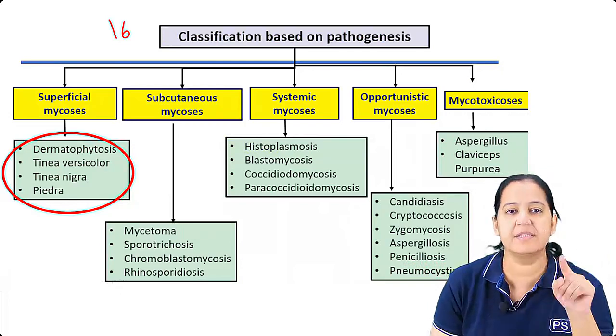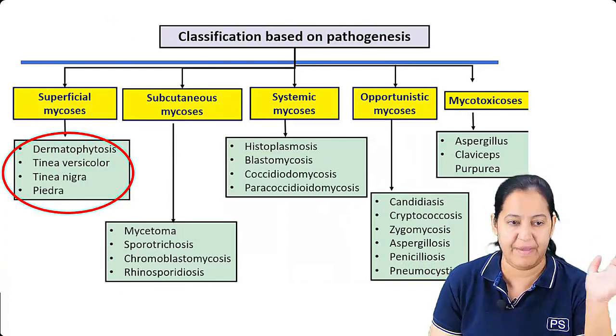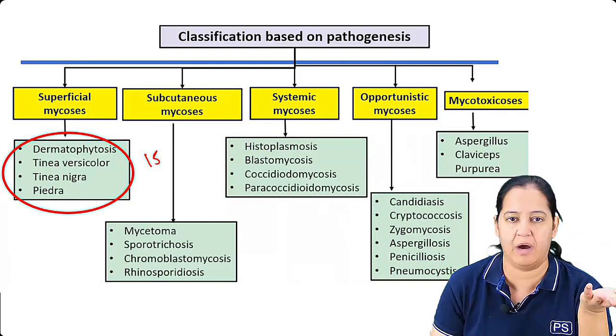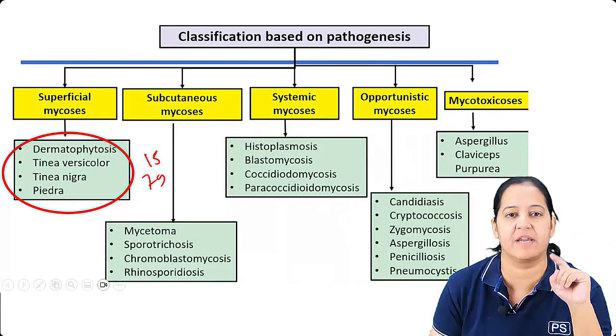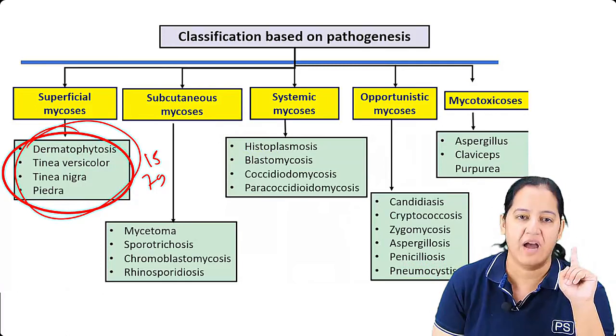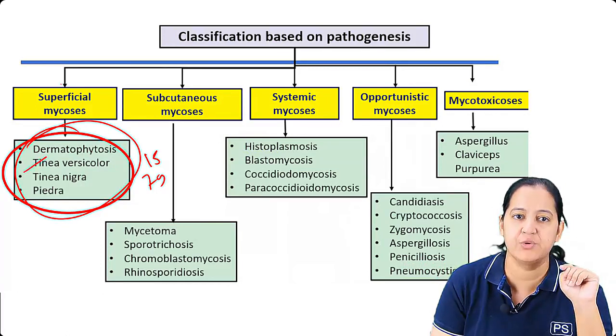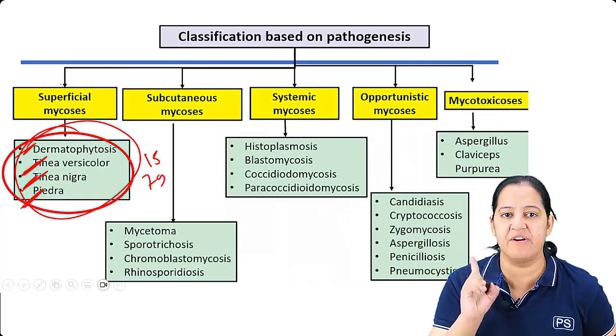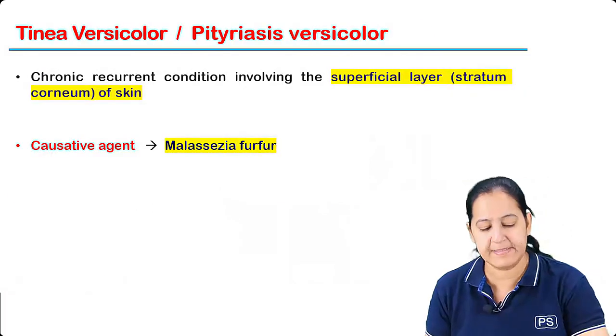I suggest you open page number 15 to see the four fungus one by one. If you want to go with the main notes, open page number 79. So these four I'm going to start. I will first teach you superficial. I will first teach you Taenia versicolor, then Taenia nigra, then Piedra, then dermatophytosis. One by one we will complete. So let's start with the first one, Taenia versicolor.